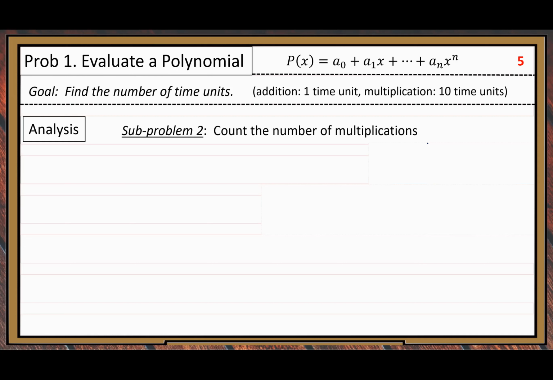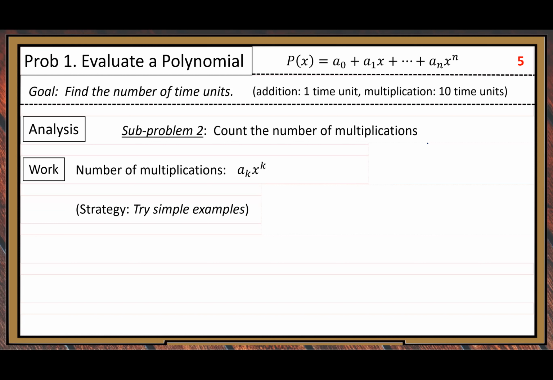Problem number 2, count the number of multiplications. To do that, let us just, actually we did part of it, right? Remember, we already calculated the number of multiplications for each term. So for this term, we did it last time. We have the answer, all right? K is the answer. And remember at that time, we applied the strategy, try simple examples. So we found this answer.